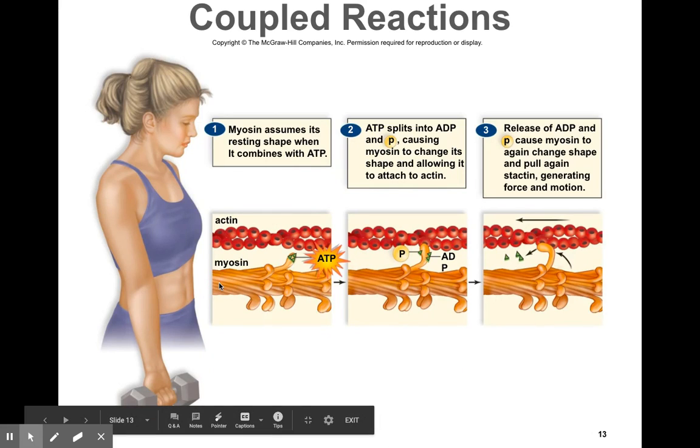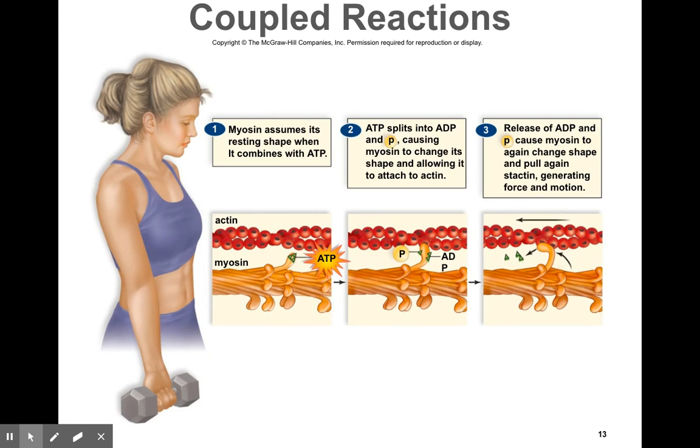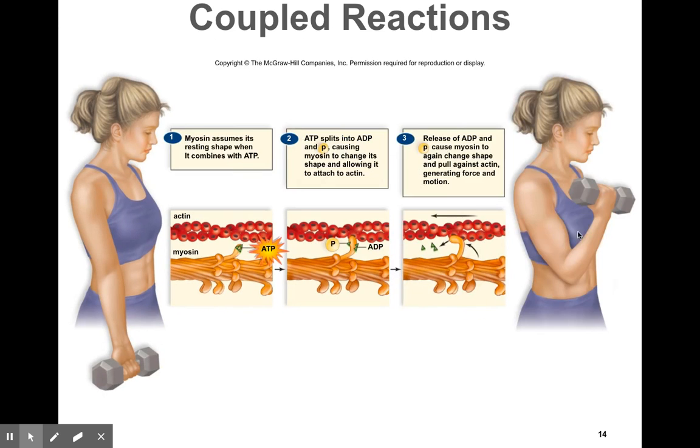Here's another example of a coupled reaction. Let's take a look at lifting weights. Myosin, which is the fibers found inside of our muscles, assumes its resting shape when it combines with ATP. ATP splits into ADP and phosphate, which causes the myosin to change its shape and allows it to attach to the actin molecule. The release of ADP and phosphate causes myosin to again change its shape and pull, generating the force of motion, which then causes your muscle to contract. So energy gets released, energy gets absorbed.